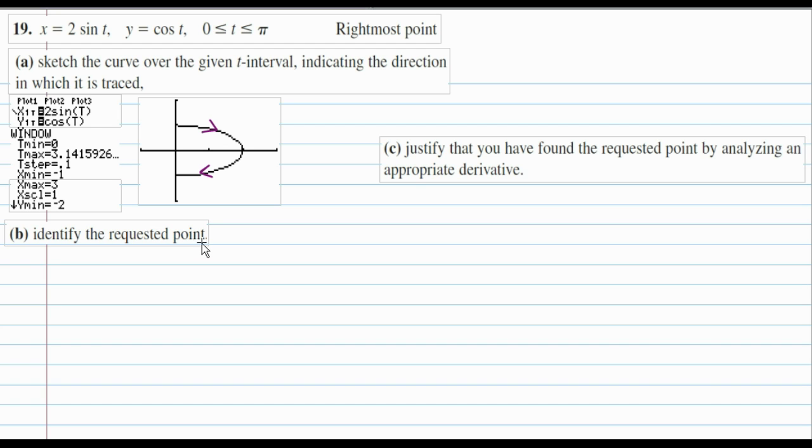Identify the requested point. So now, at first when I did this problem, I went through all the actual calculus work, but then part C, look at this. Justify that you have found the requested point by analyzing an appropriate derivative. So B is only asking you to just see what it looks like in a very vague, poorly worded way. So it looks like 2, 0.